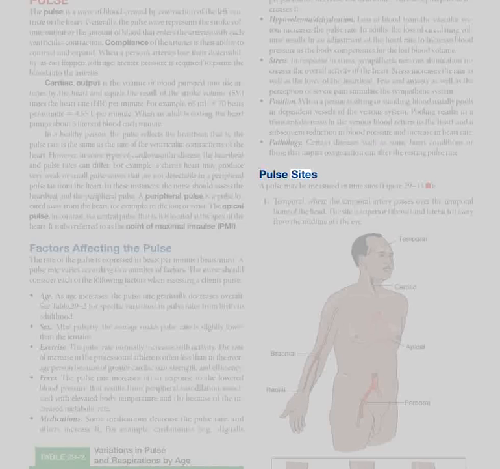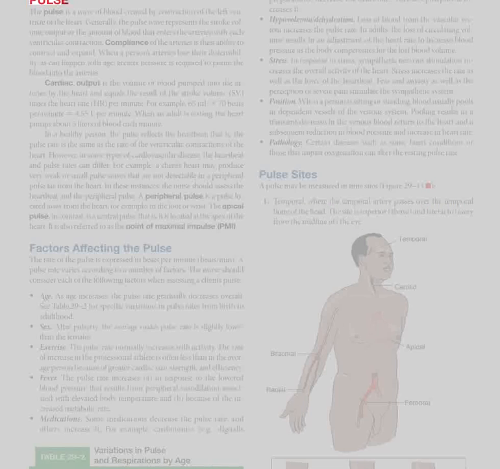Pulse sites. A pulse may be measured in 9 sites, Figure 29-13. 1. Temporal, where the temporal artery passes over the temporal bone of the head. The site is superior, above, and lateral to, away from the midline of, the eye.